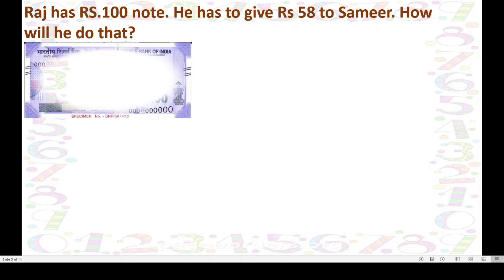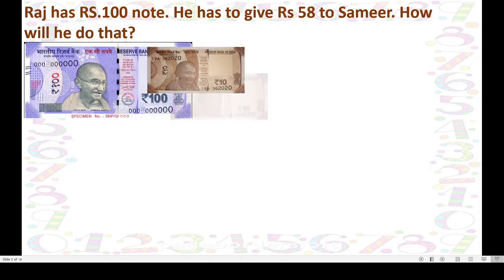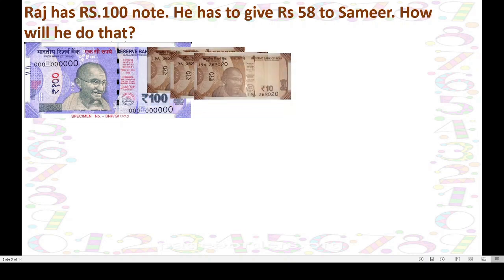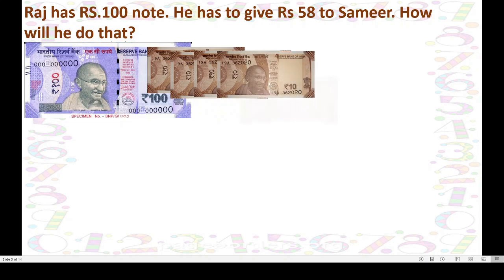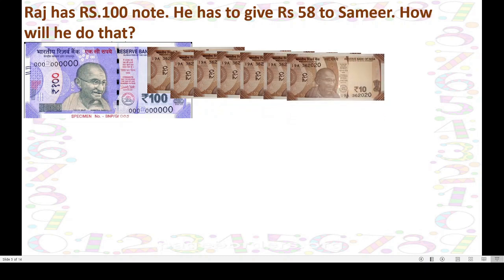See this? This is the note with Raj. So, Raj makes change of this. He will take 10 rupee notes from the shopkeeper. How many notes of rupees 10 will he get? Yes, you know that. He will get 10 notes of rupees 10, that is equal to 100, isn't it?